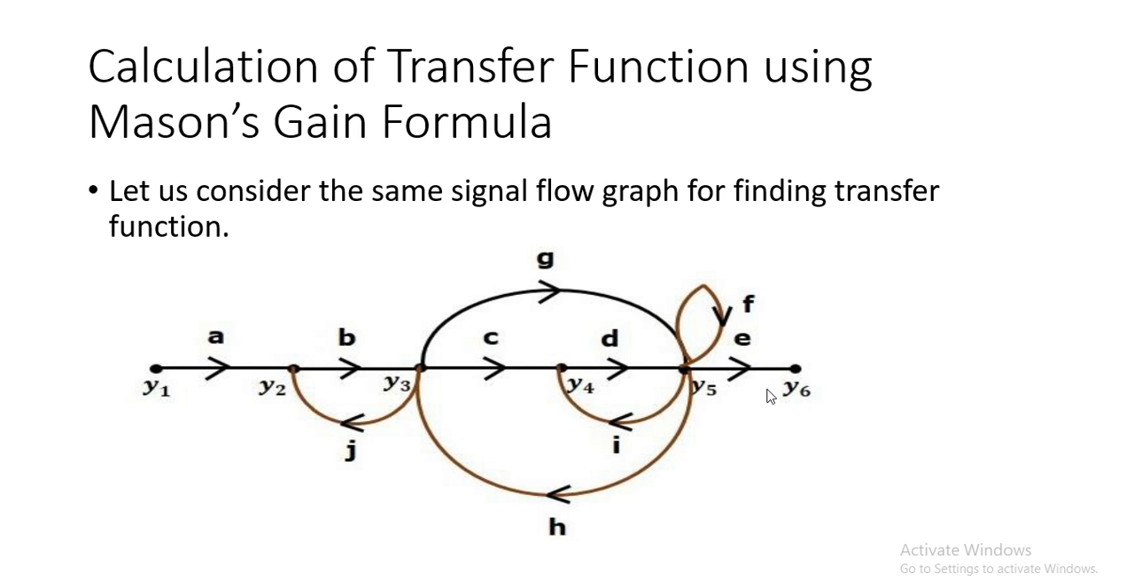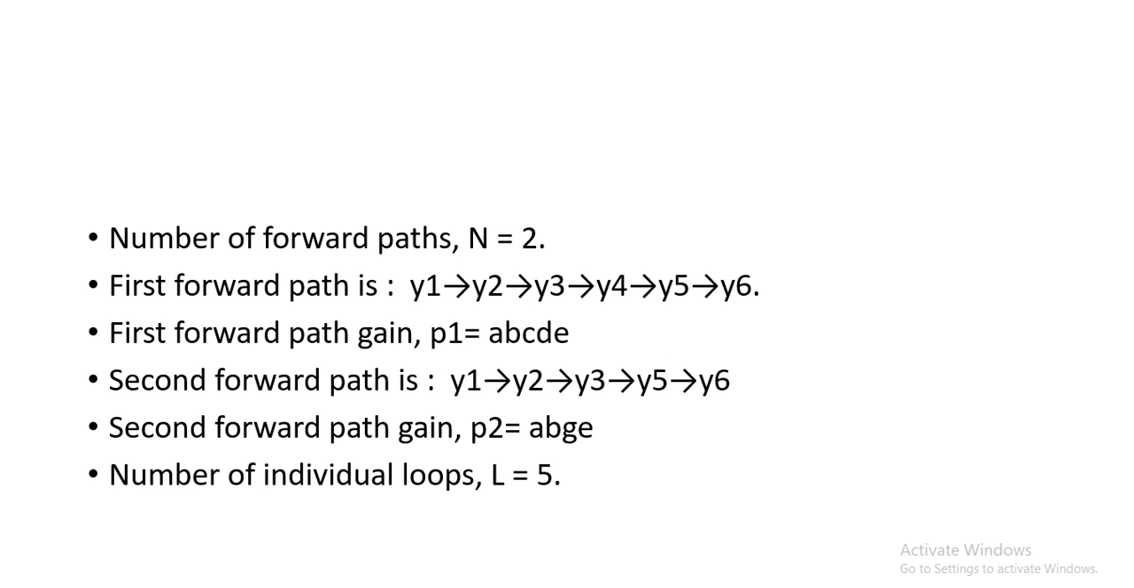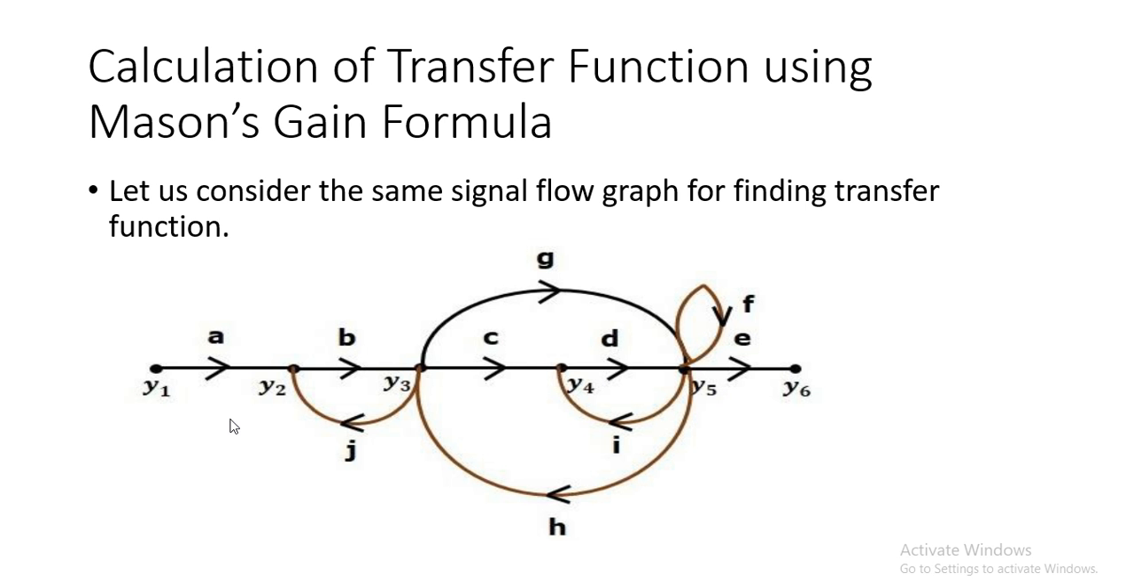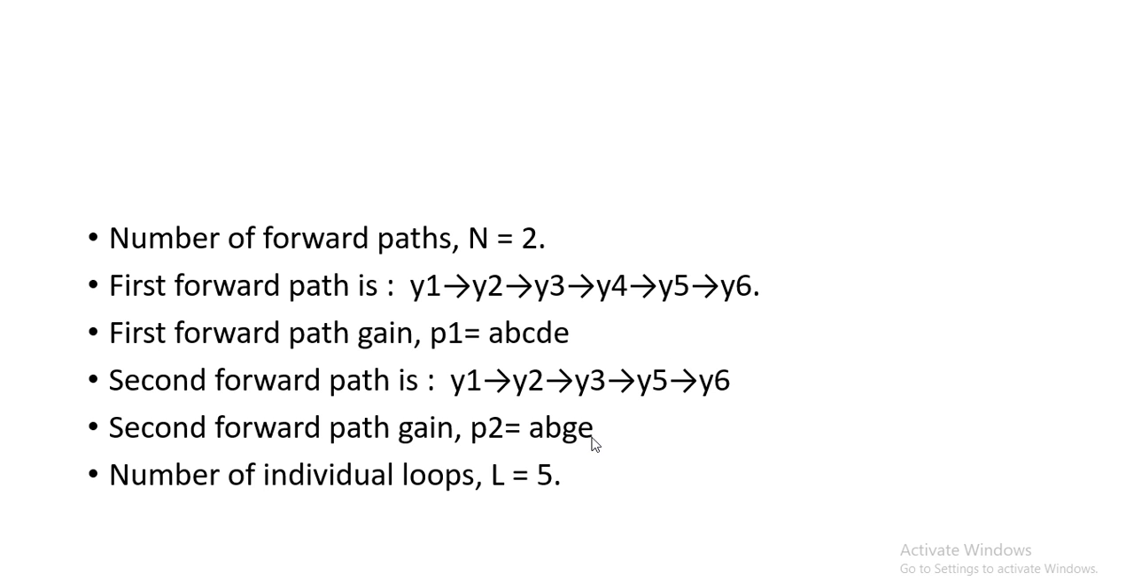See here, if you see in this diagram, the second forward path is y1, y2, y3, y5 and y6. So what will be the gain? The gain of the branches of this path. Okay, so that is A, B, G and E. So gain will be what? A, B, G, E. So only two paths are there.